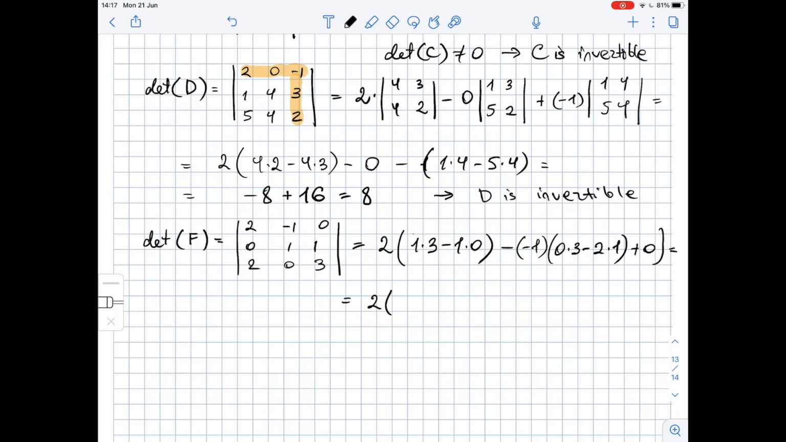We get 2 times 3 minus 0, so 2 times 3. Here we have minus negative 1, so it's plus 0 minus 2, so it's minus 2, and plus 0. So we get 6 minus 2, it's 4. So matrix F is also invertible.